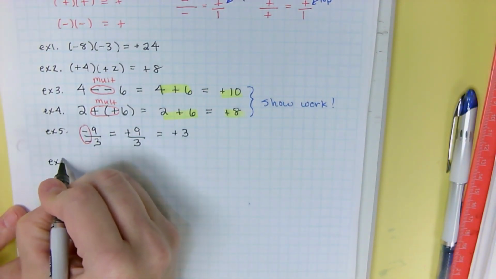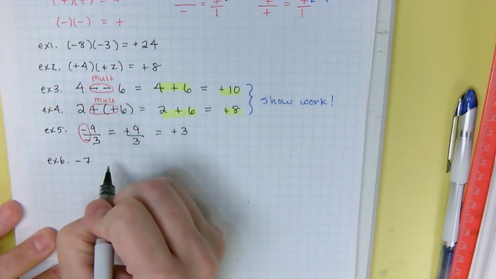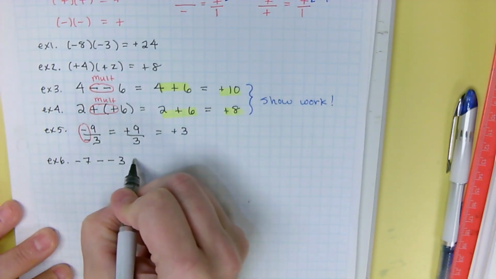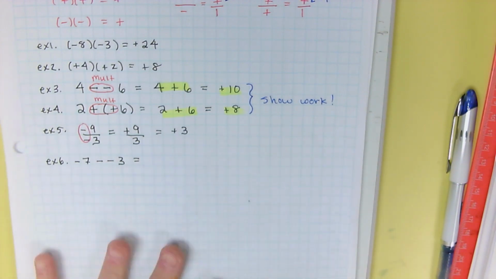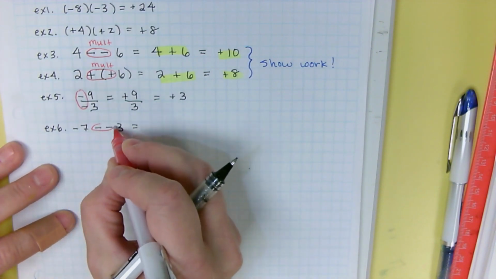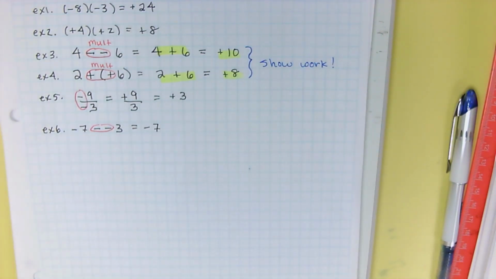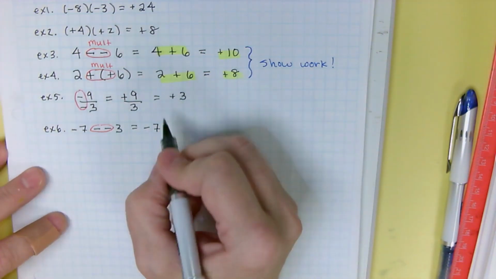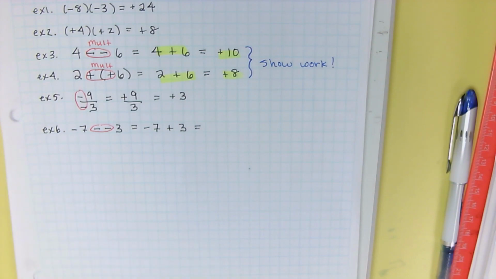All right, last one of these, and then we're going to do the second rule. -7 minus a -3. This one drives people crazy because there's so many negatives. But here we go. A negative next to a negative is being multiplied. So the -7 is itself, and then a negative times a negative is a positive. So I get -7 plus 3.